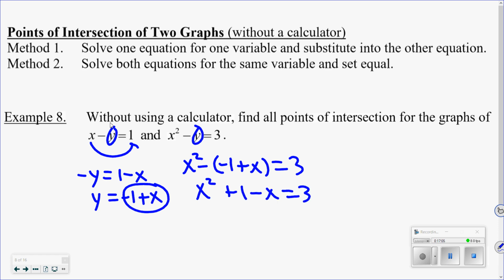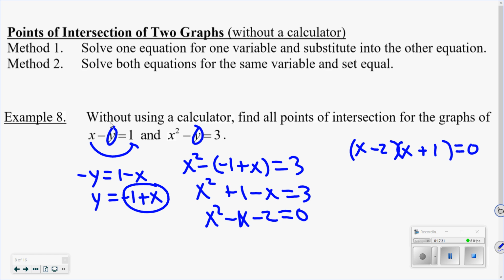This is a quadratic equation, so I'm going to get everything on one side and factor it. So I'm going to go x squared, slide that minus x over, and minus the 3 over with the 1, so minus 2 equals 0. Now I'm going to factor that. So 2 sets of parentheses, x and x. The factors of negative 2 that add up to negative 1 would be minus 2 and plus 1. This one then would give me x equals 2. This one would give me x equals negative 1.